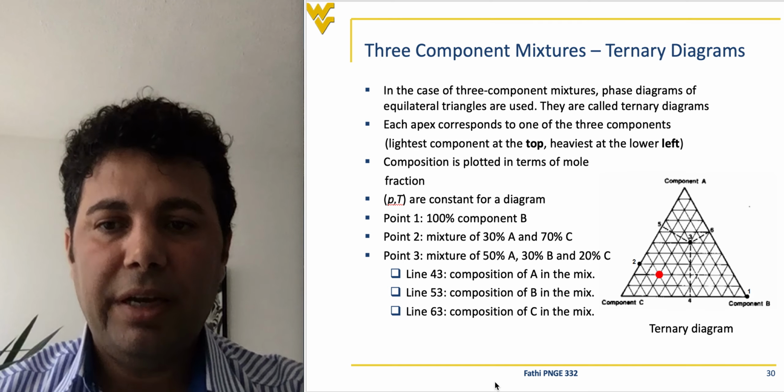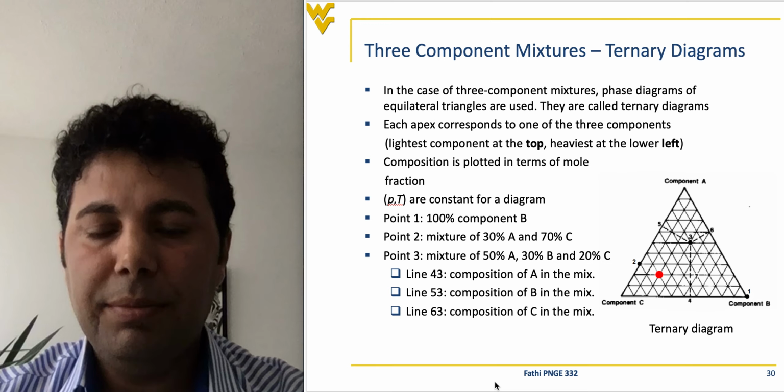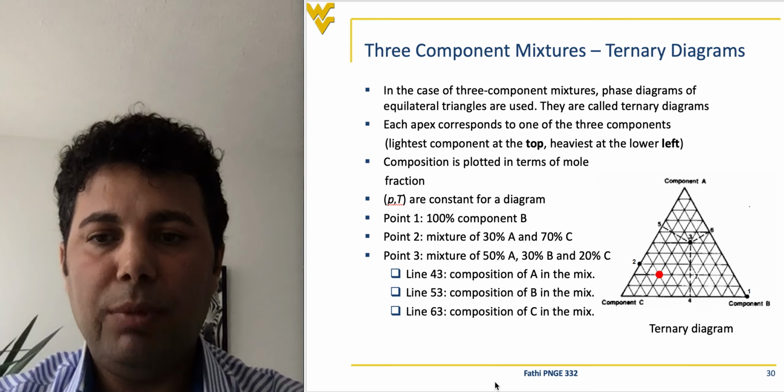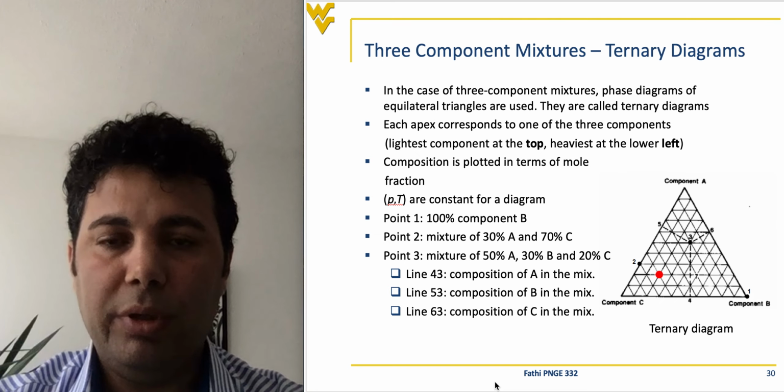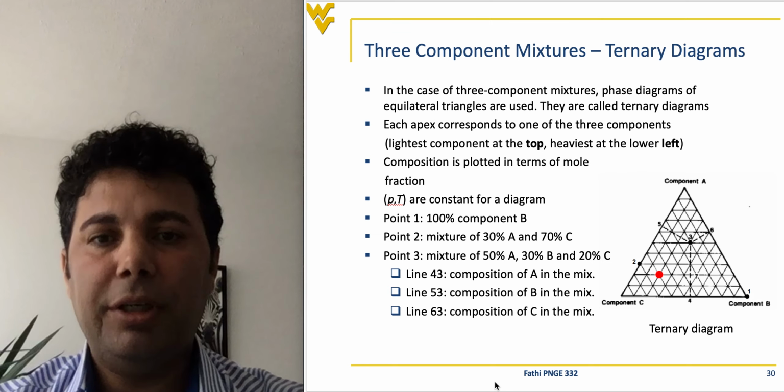phase behavior of a single component or pure substances and a mixture of two components. What if we have more than two components? What if we have multiple components, three components or more? If we have three components or more, we are going to use what we call ternary diagrams.